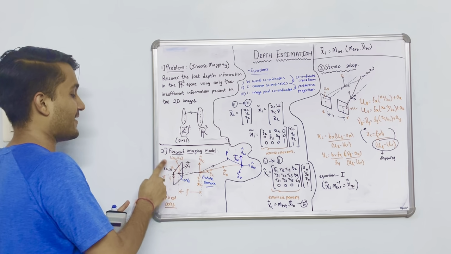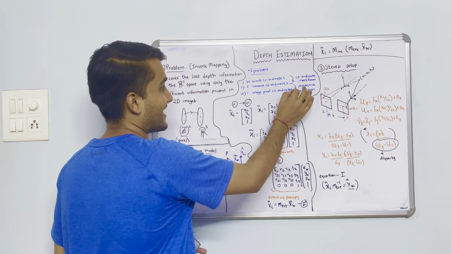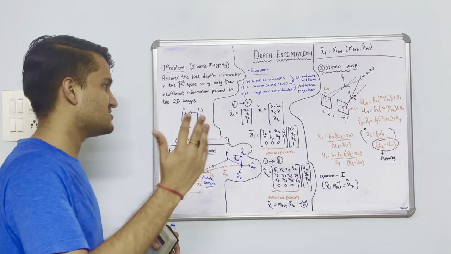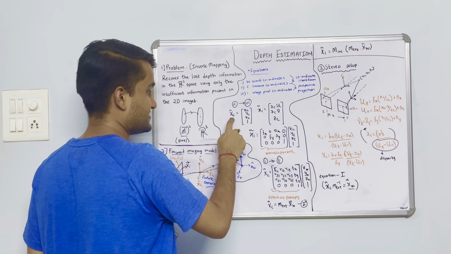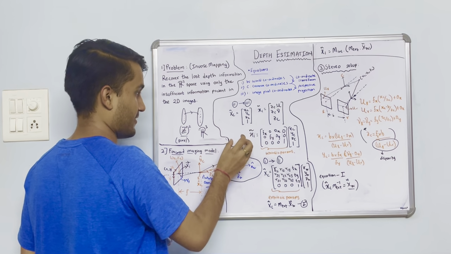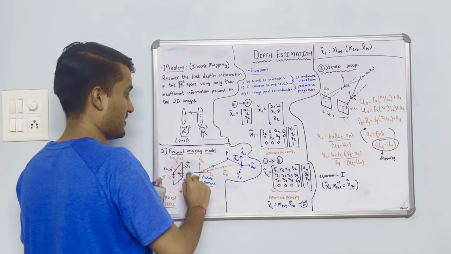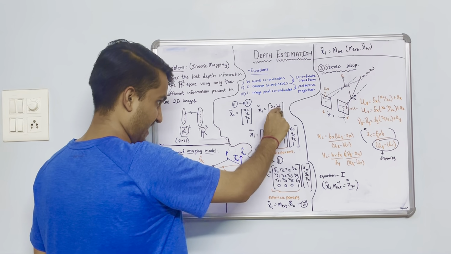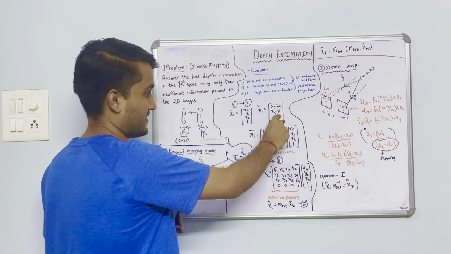So in order to define the mapping of point P from 3D to 2D, we need to perform two operations. One is the coordinate transformation and second is the perspective projection. So let's start with perspective projection. Now we define two points for perspective projection, that is XC and XI. XC is the location of point P in the camera coordinate frame, and XI is the projection of point P on the 2D image plane, where U is nothing but the X offset in the pixel space and V is the Y offset in the pixel space.